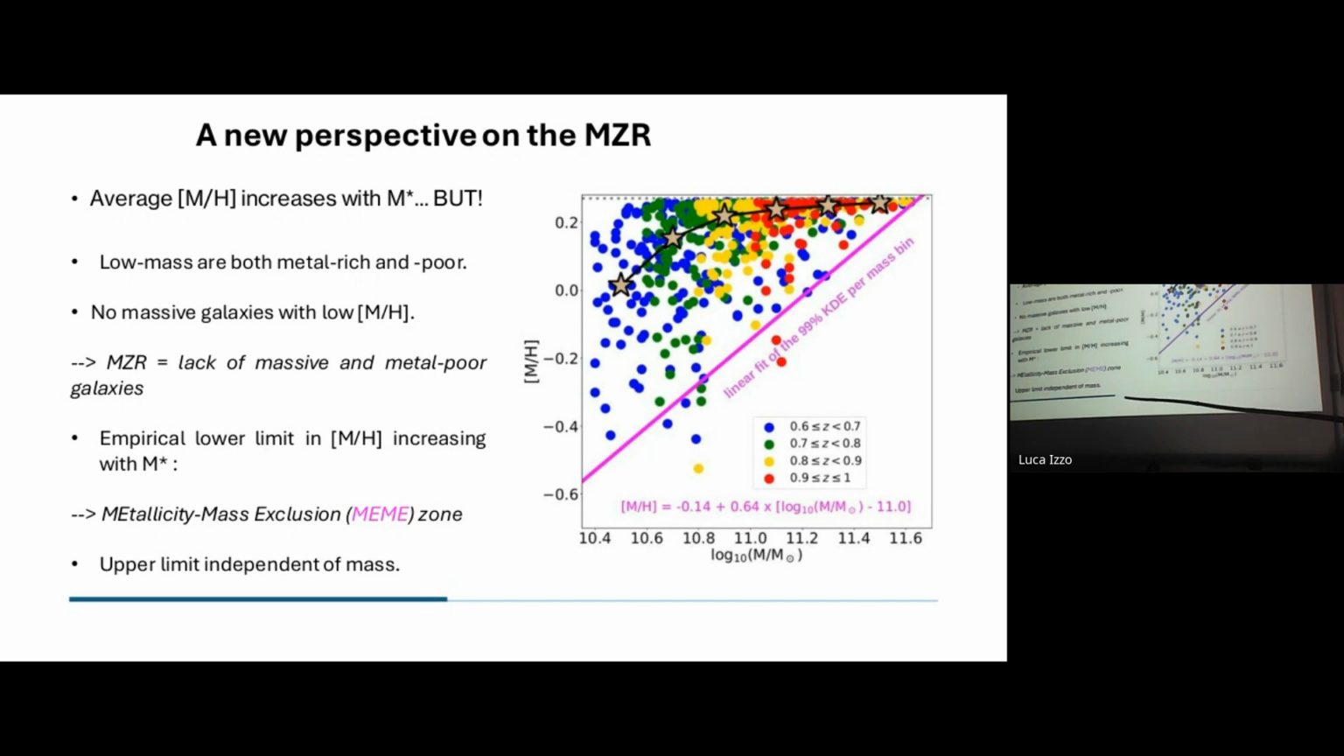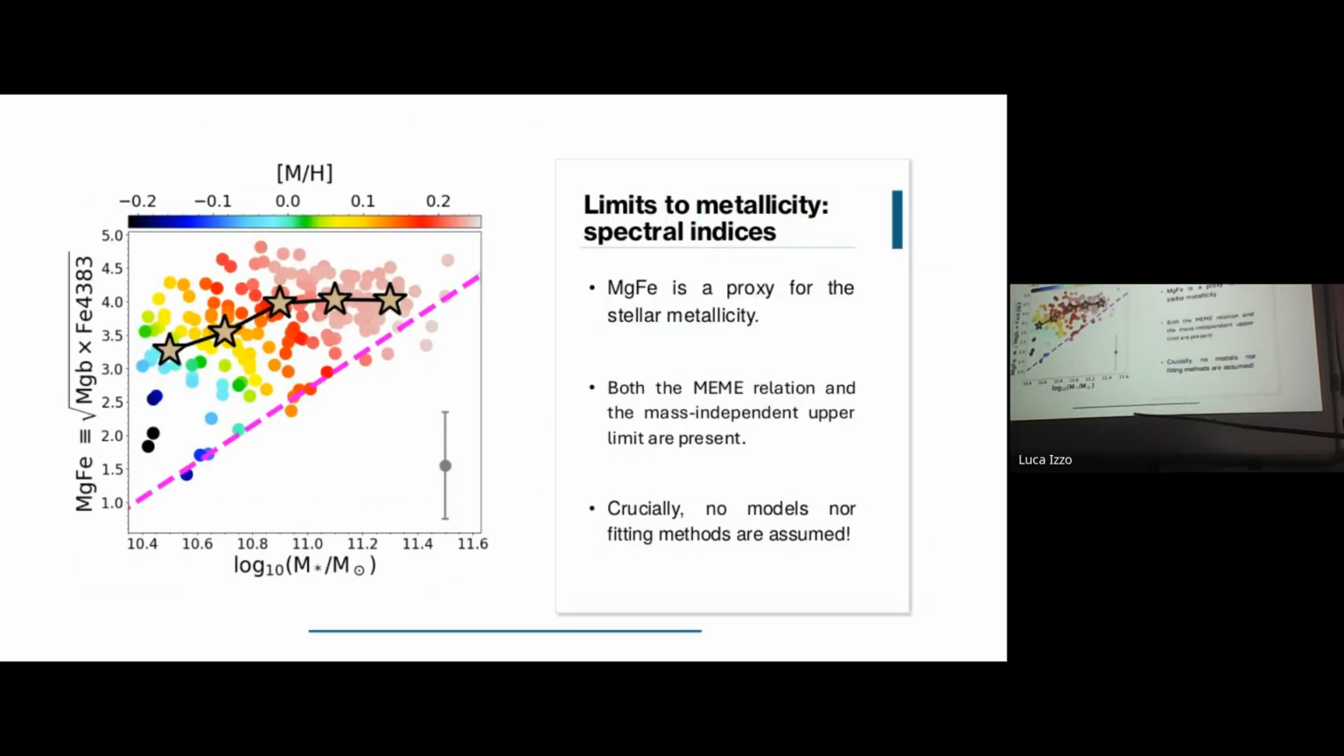And so to verify these results, we look at the spectral indices. In particular, we use this combination of magnesium band and iron 4383, which is a proxy of the stellar metallicity. And as you can see, the average trend is pretty much the same.